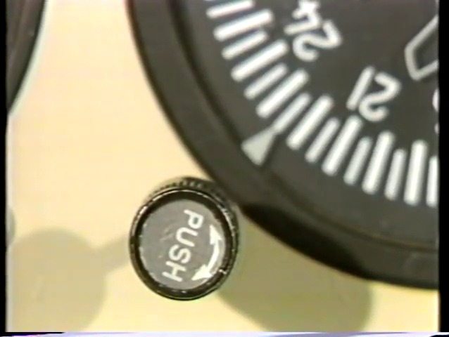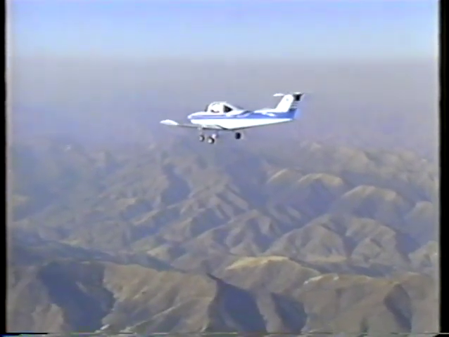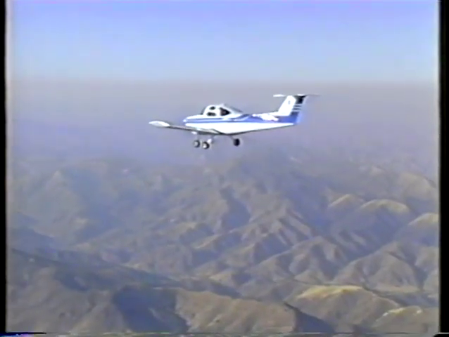This is done using the small knob on the left. This knob is attached to the azimuth and turns the card in either direction. It is important to check the indications frequently and reset the heading indicator to align it with the magnetic compass when necessary.